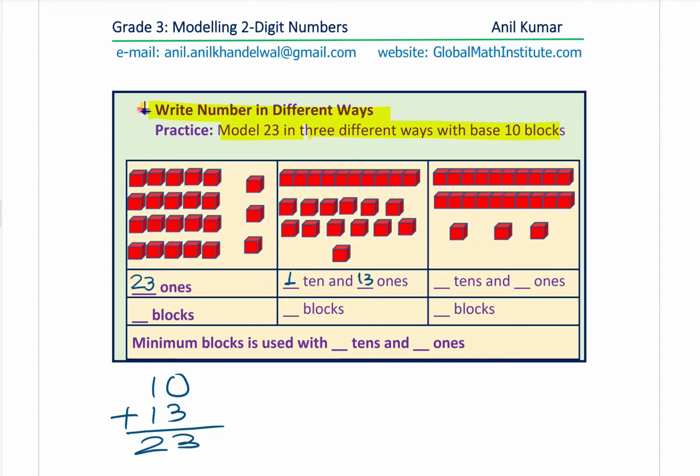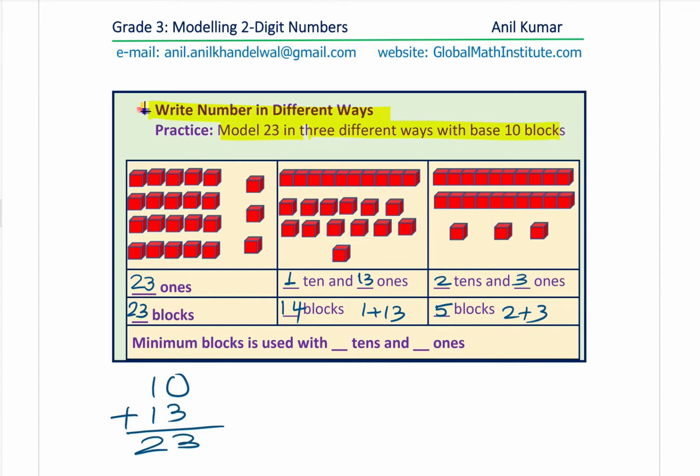So that is correct. Now, third one, 20, 1, 2, 3, 23. So two tens and three ones makes it 23. Now, let's count the number of blocks. In the first case, there are 23 ones, so there are 23 blocks. Here, we have 14 blocks since we have 1 ten and 13 ones. So it is 1 plus 13 blocks. In this case, we have 2 plus 3, which is 5 blocks, right? 1, 2, 3, 4, 5.